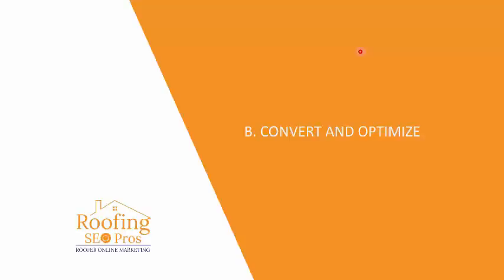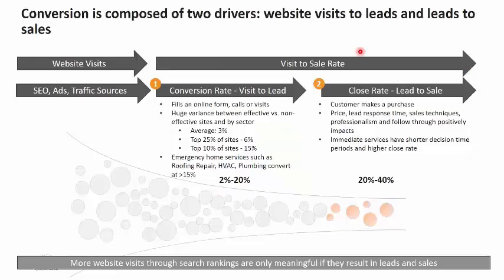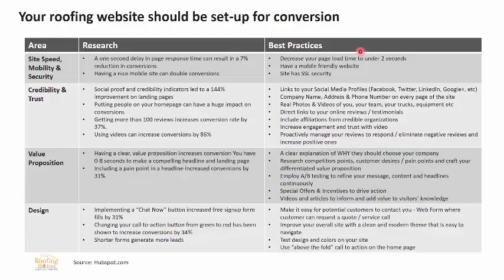So that section, convert and optimize, has two steps, like the previous one. Optimize your roofing website for conversion. We talked about optimizing the website for search engines in the first section. Now let's talk about optimizing it for conversion. Again, this is the chart that we saw before: conversion from website visits to a lead, and we define a lead as a phone call or a form submission or any way for you to be able to contact the customer.